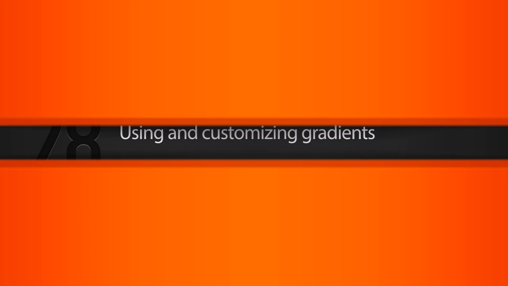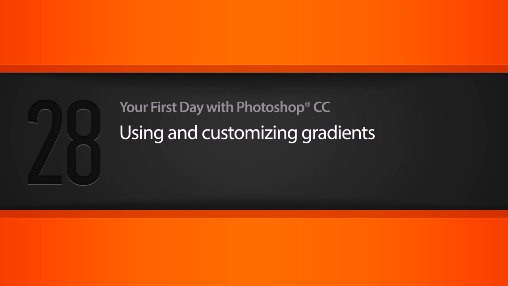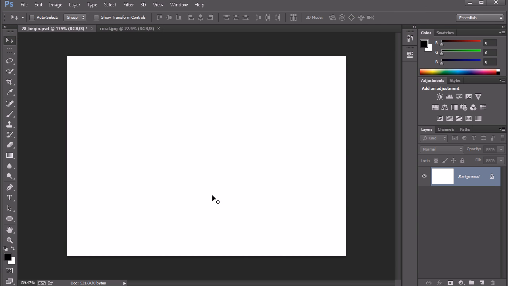In this lesson, we'll learn how to use the gradient tool here inside of Photoshop, as well as how we can begin to customize our own gradients. Okay, great. So I've got our Lesson 28 Begin file open, and you'll see here that it's just simply an empty file. We're going to use this to experiment with our gradients at the moment. So let's come over here and grab our gradient tool.